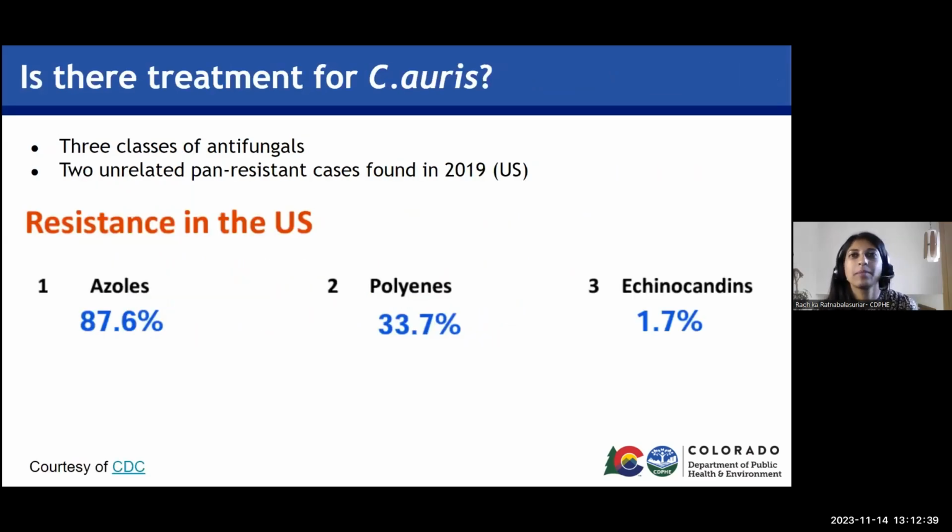And so is there treatment for C. auris? There are 3 classes of antifungals, and there's been 2 unrelated pan-resistant cases found in 2019. So although there are treatment options, there is resistance. And so this is a concerning finding, and the reason that there's more research and studies being done on Candida auris. Next slide, please.